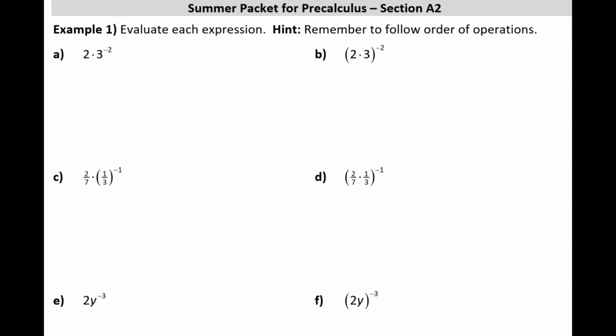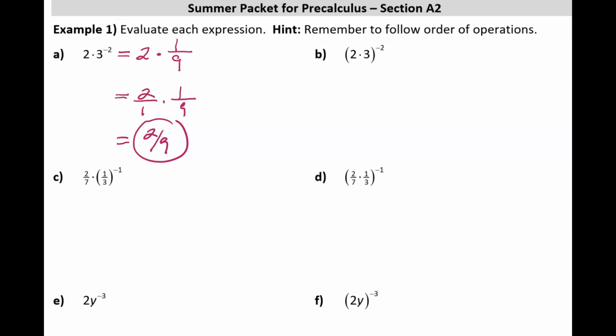Now that you've practiced with negative exponents a little bit, we're going to utilize them in more complex expressions. We just have to remember that we need to follow order of operations. So in example 1, 2 times 3 to the negative 2, we need to evaluate that expression by doing the exponent part of it first. 3 to the negative 2 is 1 over 3 squared, or 1/9. And then 2 times 1/9 is the same as 2 over 1 times 1 over 9, which is 2/9.